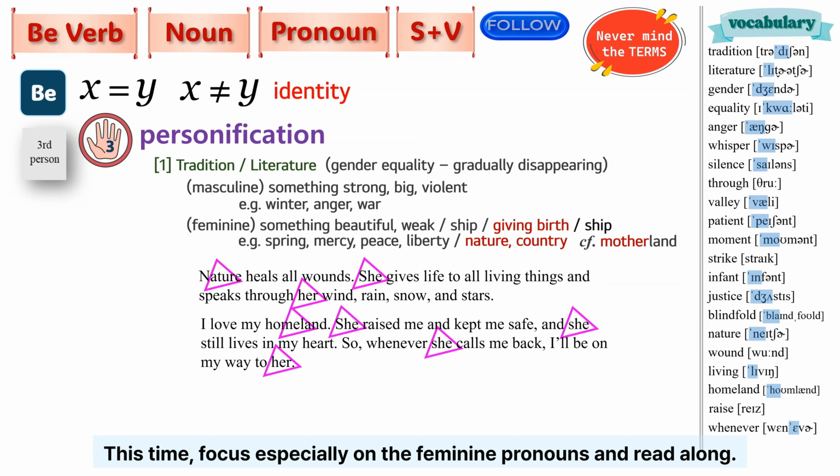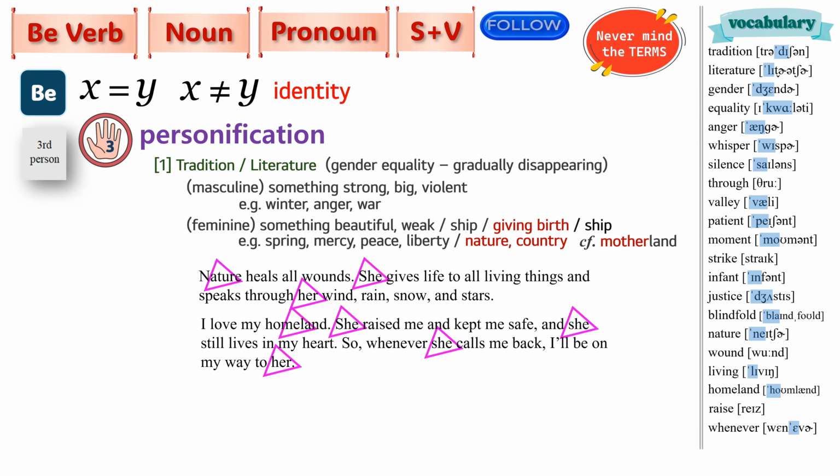This time, focus especially on the feminine pronouns and read along. Nature heals all wounds. She gives life to all living things and speaks through her wind, rain, snow, and stars. I love my homeland. She raised me and kept me safe, and she still lives in my heart. So, whenever she calls me back, I'll be on my way to her.